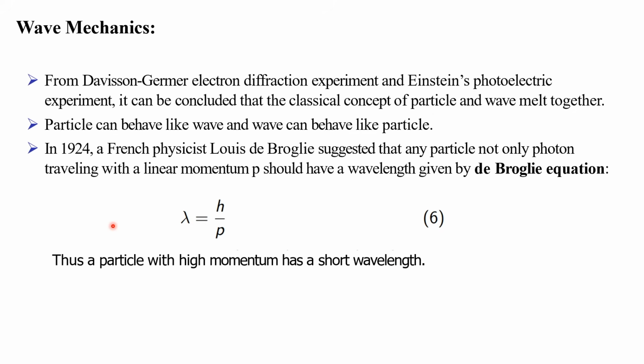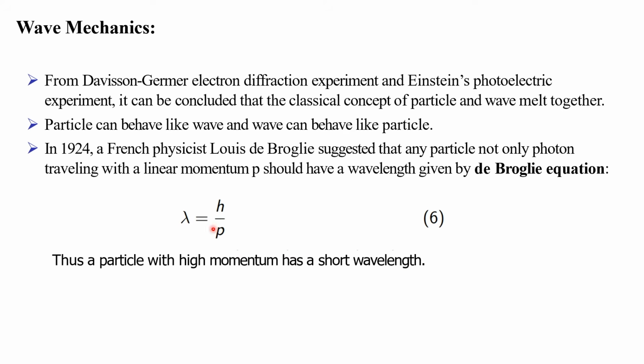Then we discussed wave mechanics from the Davisson-Germer electron diffraction experiment and Einstein's photoelectric experiment. It can be concluded that the classical concepts of particle and wave meld together. A particle can behave like a wave and a wave can behave like a particle. In 1924, a French physicist, de Broglie, suggested that any particle, not only a photon, traveling with a linear momentum p should have a wavelength given by the de Broglie equation. Lambda is h by p, where lambda is the de Broglie wavelength, h is Planck's constant and p is the momentum of the particle. Thus, a particle with high momentum has a very short wavelength.